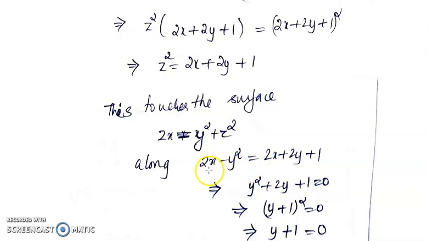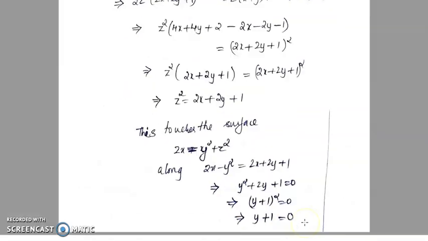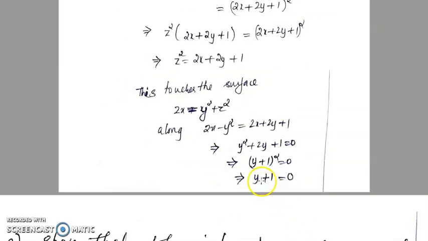So therefore 2x will cancel off. You are going to get y square plus 2y plus 1 equal to 0. So that is y plus 1 whole square equal to 0. So that gives y plus 1 equal to 0, which is the required curve of intersection. So the curve of intersection is y plus 1 equal to 0.